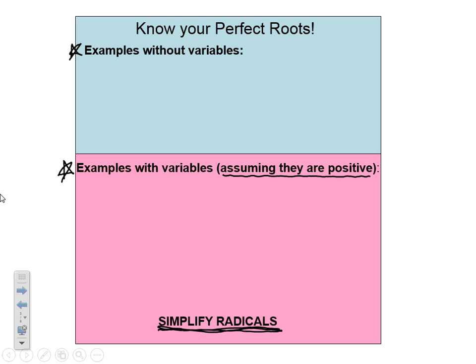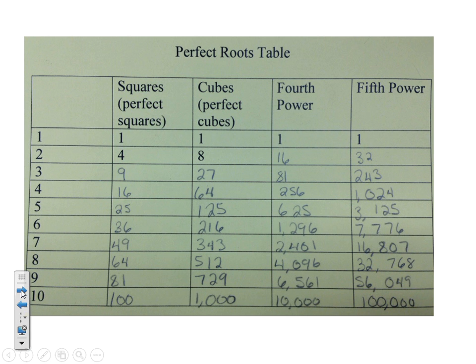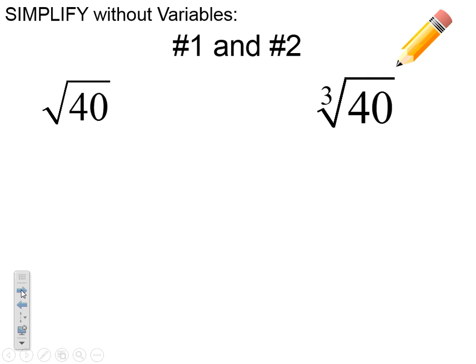All right, let's get started. Here's your perfect roots table that you will need to have out. It will be very, very helpful for you. Promise, promise, promise. Okay, here it comes. Example number 1 and number 2. This is simplifying without variables. So this is going to go up on top.